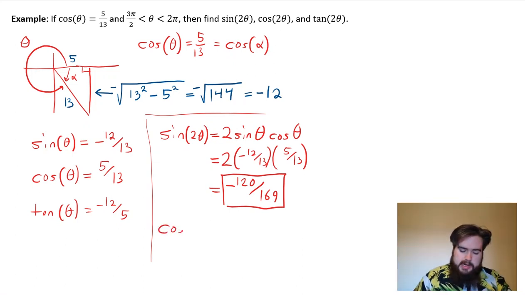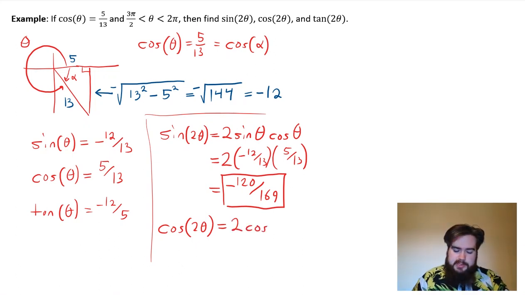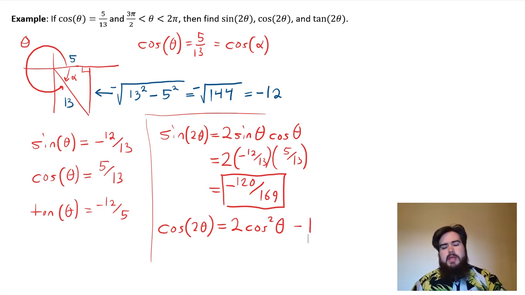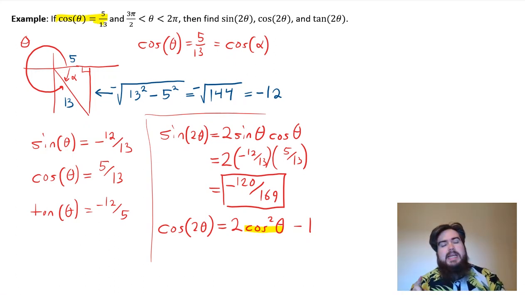For cosine of 2 theta, we can use a few different formulas or identities to solve this because we do have a few different ways to represent cosine of 2 theta. However, the one that I will elect to use here is 2 cosine squared of theta minus 1. The reason that I chose that version of this double angle identity, note that the only value that we need to know in order to use this identity is cosine of theta. And cosine of theta happens to be the ratio that we were provided at the beginning of this problem.